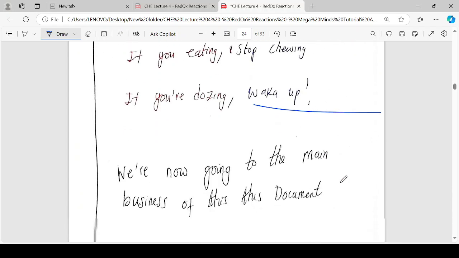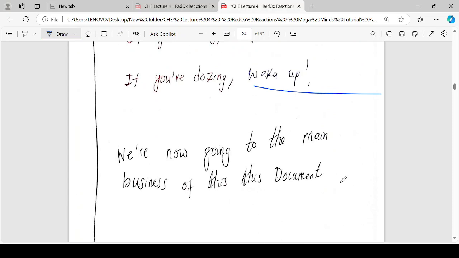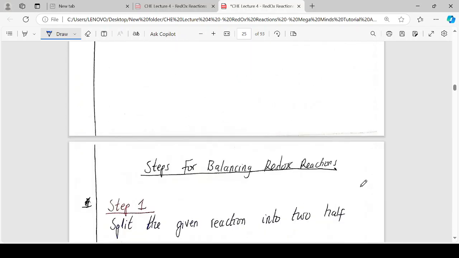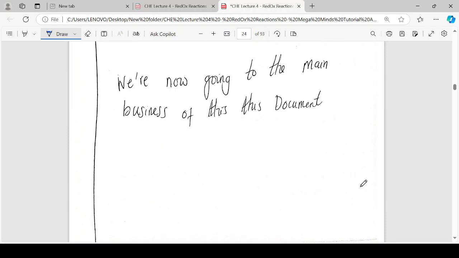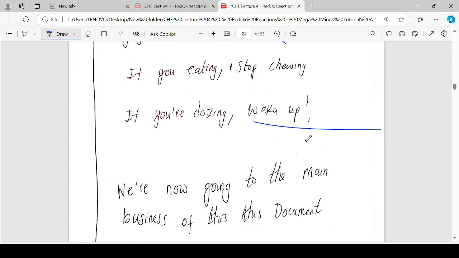Now we're going to the main business of the topic, redox reactions. That will continue in the next video. So go and drink water as we revise together.